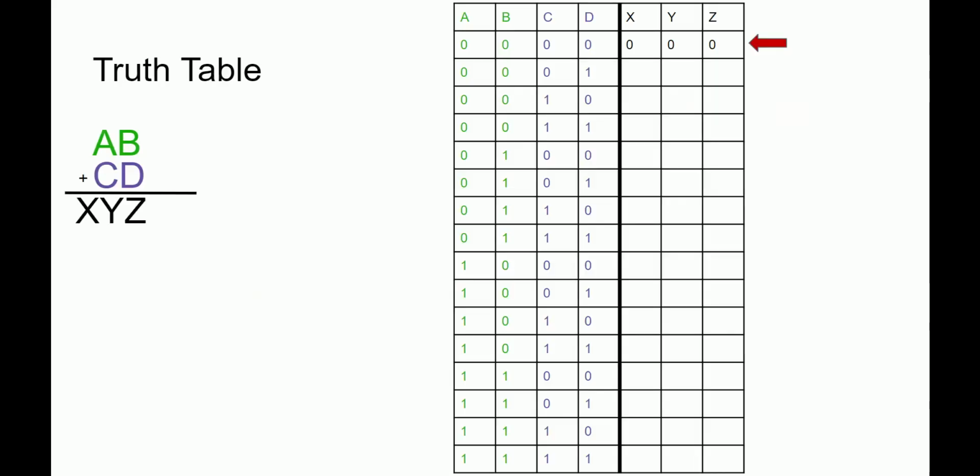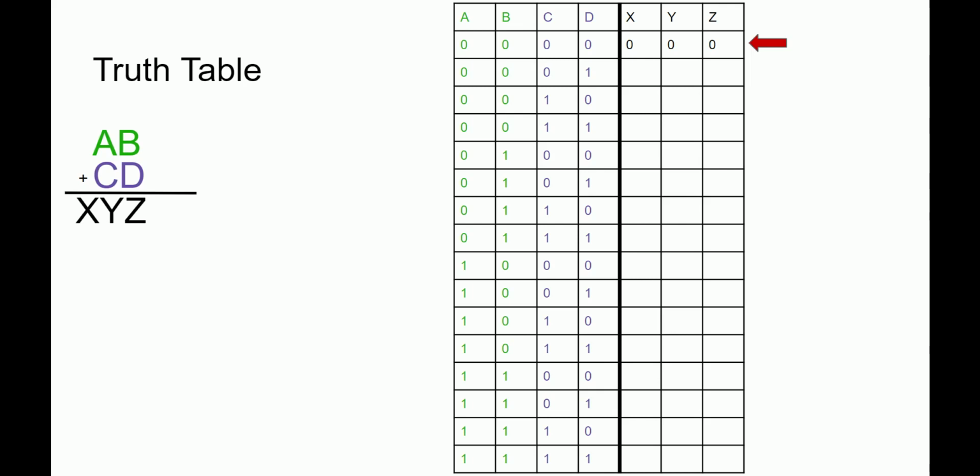So here is the problem that we are trying to solve. We want to take 2 numbers that each have 2 digits in them, and we want to be able to add them together. We have our green number on top, represented by AB, and our purple number on bottom, represented by CD, and they will add together to produce a 3-digit output, X, Y, Z.